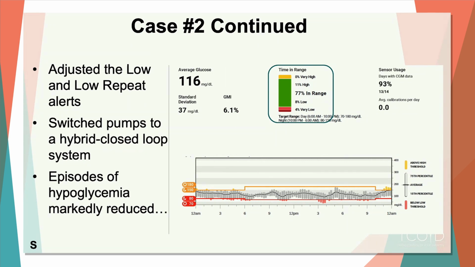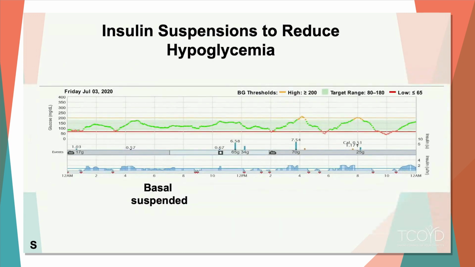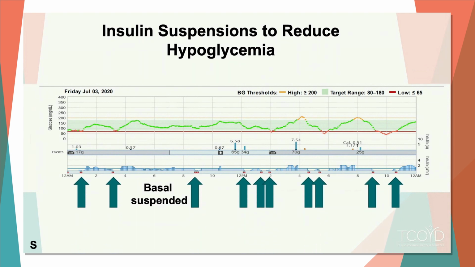And you could look at her 24-hour profile, there's still lows. And when you look at her Tandem Control-IQ download on individual days, I'll just cut to the chase. Every time you see one of those arrows, that means the pump was suspending because it was predicting she was going to get low in 30 minutes. And that's a lot of suspensions.